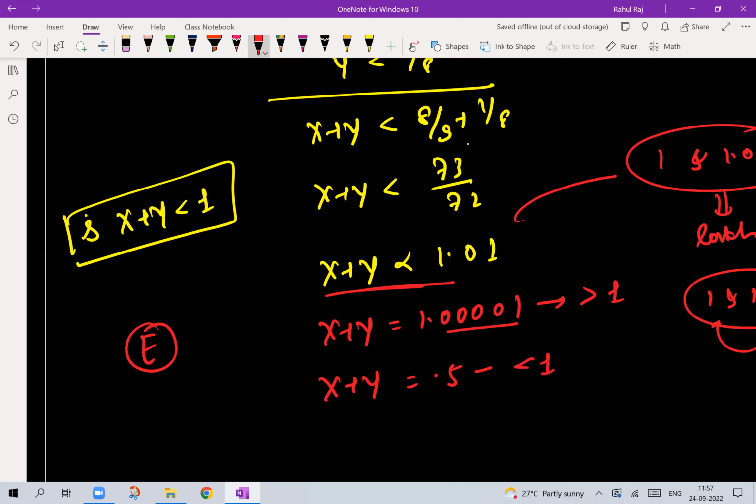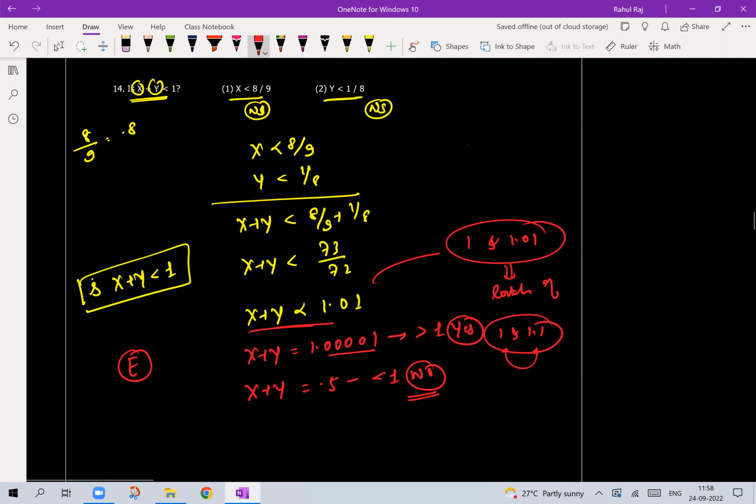Because this is a yes situation, it is greater than 1. And this is a no situation, it is less than 1. So even if you combine it, I can't 100% say whether x plus y is less than 1. Because my combination says that x plus y is less than 1.01, and if x plus y is less than 1.01, there could be a value of x plus y which is greater than 1, that is this. There could be a value of x plus y which is less than 1, that is 0.5. So I have a yes or no situation.